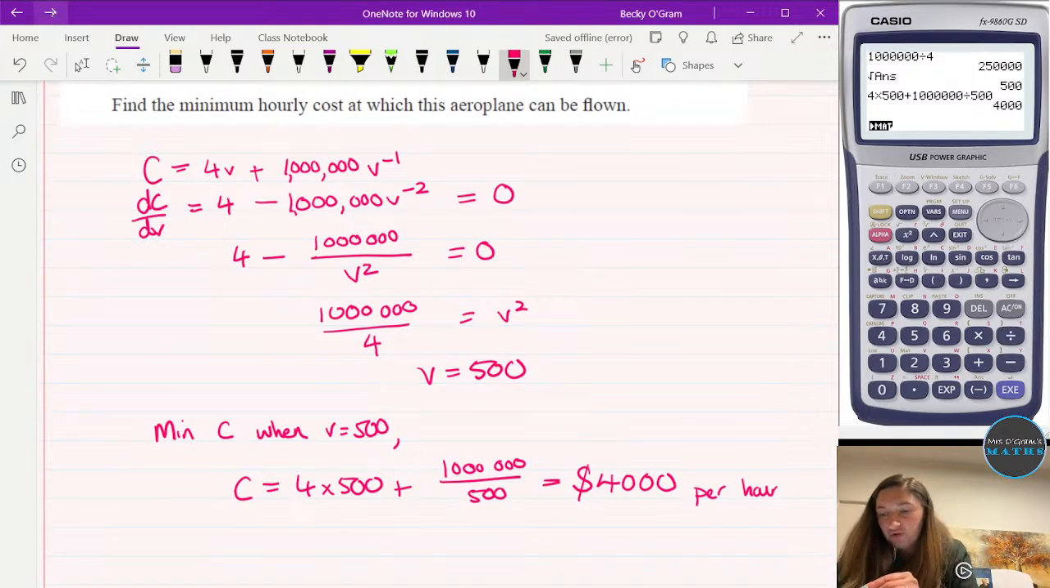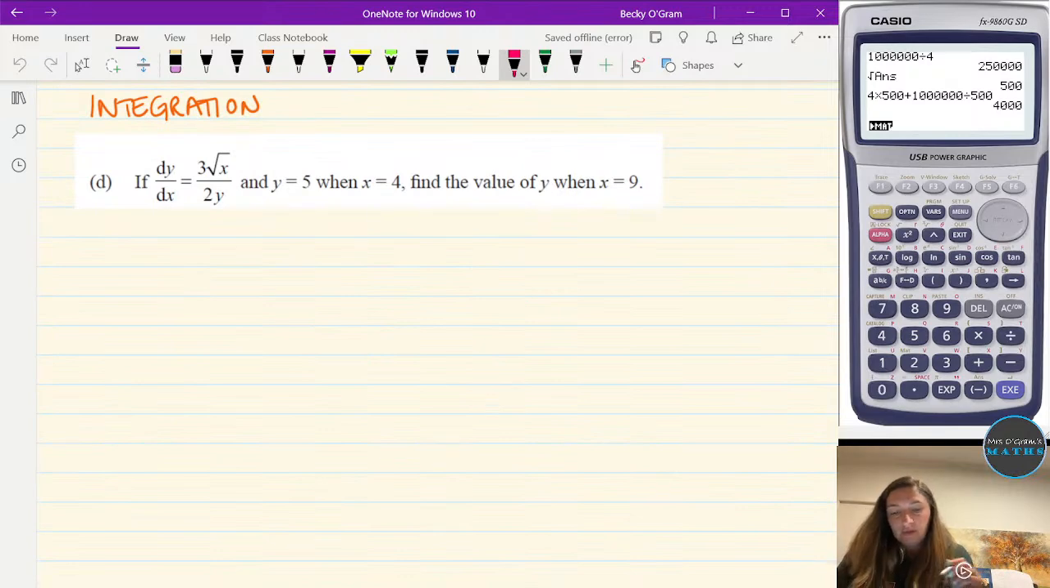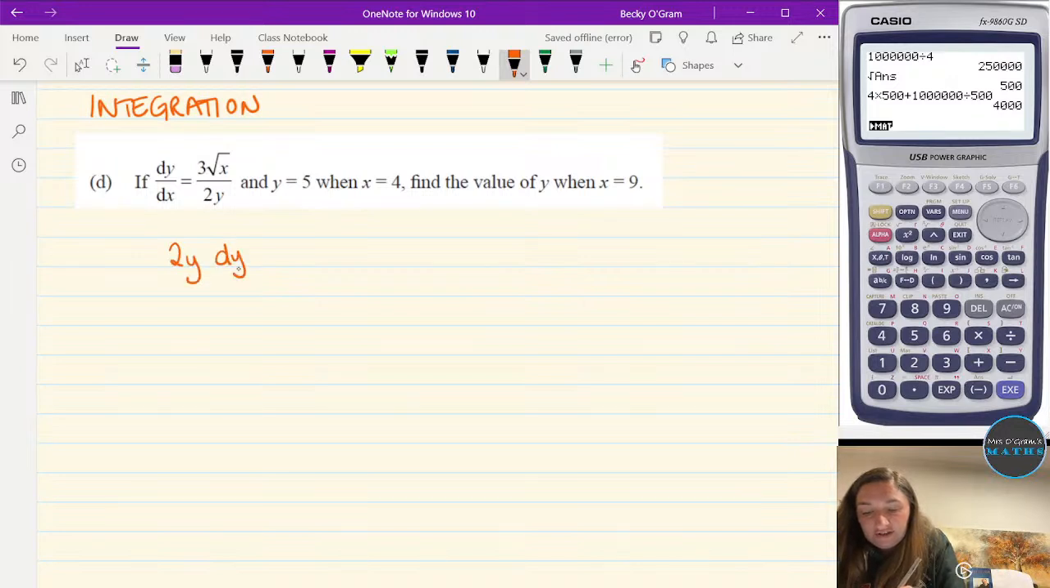Okay, on to integration. And we've got a differential equation where we need to separate the variables. So we'll bring 2y up to the left-hand side, leave it with the dy. And then we've got 3 root x, so I'm going to write that as x to the half, and bring the dx up over this side. Now integrate both of those.